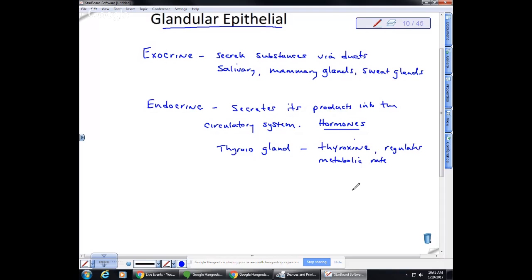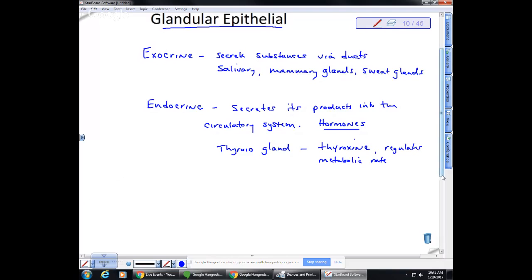You probably have heard of people being hypothyroid, hypo meaning low, meaning that their metabolic rate is too low, and they tend to gain weight, be cold, and be tired all the time, versus hyperthyroid, where you're hot all the time, you lose weight, and you tend to be really irritable because your metabolic rate is so high. Oh, it's called Graves' disease. Okay, so that is an example of an endocrine gland.